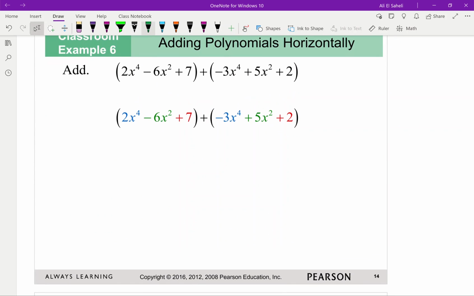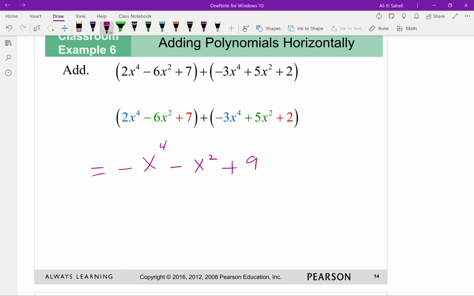So this is the sum of the two polynomials. Again, we add. The blue ones are like terms, x to the power 4. The green ones are like terms, x squared, and the red ones are constants, power exponent 0 if you like. So 2x^4 minus 3x^4 is minus x^4. Minus 6x squared plus 5x squared is minus x squared. And 7 plus 2 is 9.